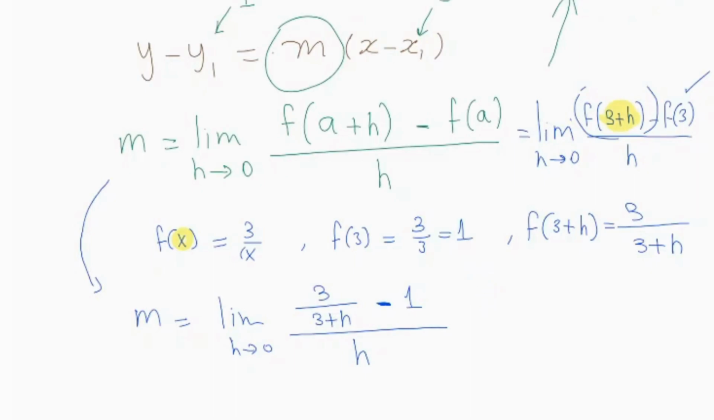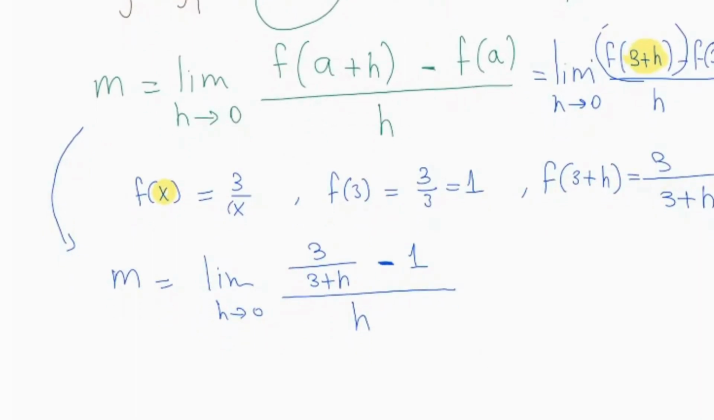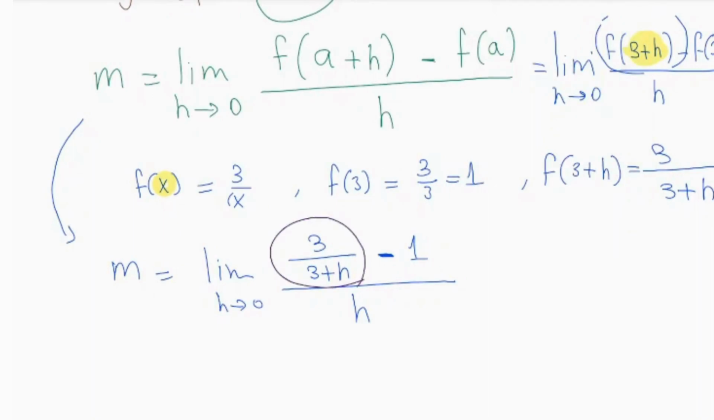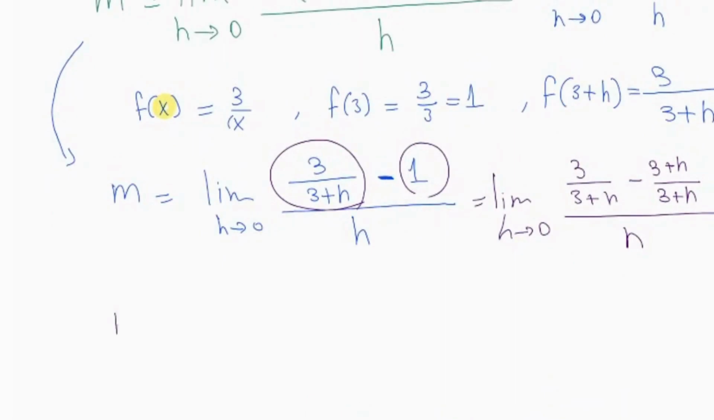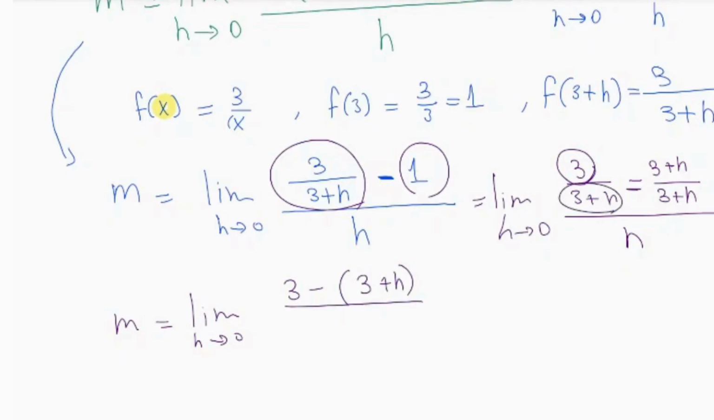Since you get 0 over 0, you should make a change to get rid of the 0 in the denominator. Here, to write these two fractions as one fraction, I'm going to make the denominator common between them. We know that 1 can be written as any number over that number. So 1, I'm going to write as (3 plus h) over (3 plus h). This will be equal to the limit when h goes to 0 of 3 minus this, minus the whole thing, over the common denominator, which is 3 plus h, all over h.